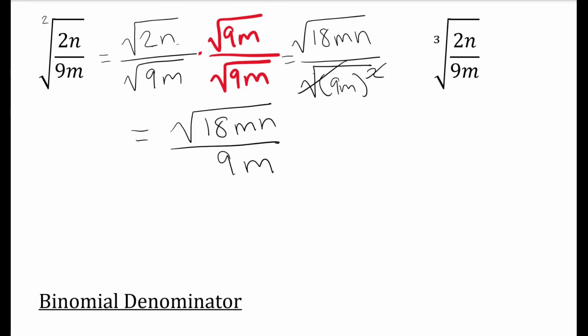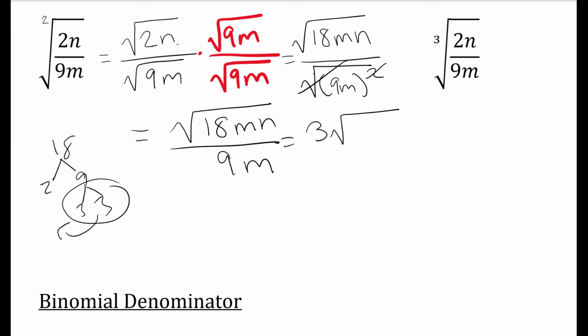All right, so now what we're going to do is simplify this a little bit. Actually, now that we think of it, we could split up the 18, right? So the 18 could split into 2 and 9. 9 is 3 and 3. We can box that pair of 3's. That 3 goes out, so we have a 3 on the outside, and we have a 2 on the inside left over, so we have 2mn over 9m.